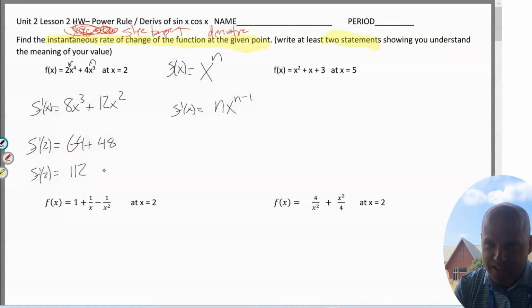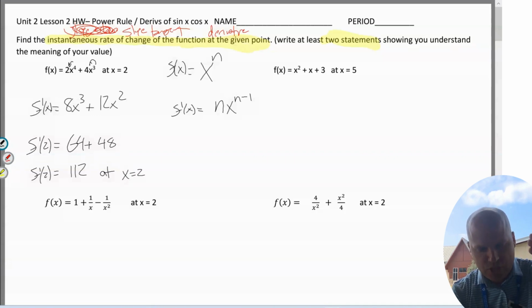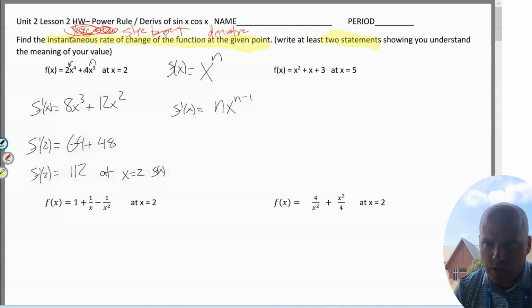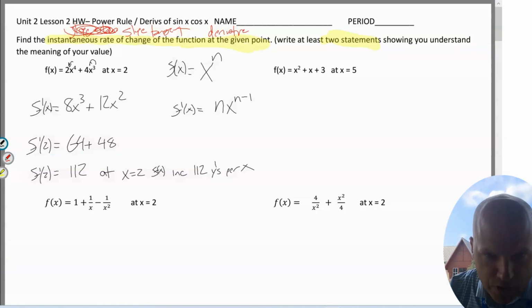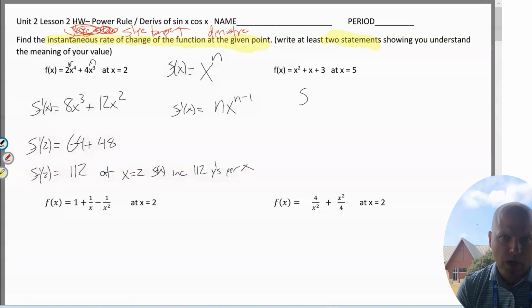Which means, and this is my first statement, I'm going to write 2 statements. At, and you guys screwed up on your quiz on this, at x equals 2. This is not on average. This is an instant rate of change. At x equals 2, my original function, 2x to the 4th plus 4x cubed, is increasing 112 y's per x. It's going up, and it's going up fairly fast. That is the statement.